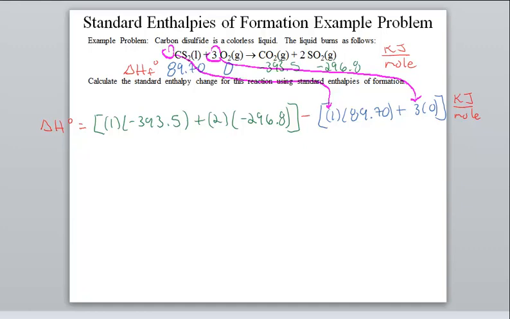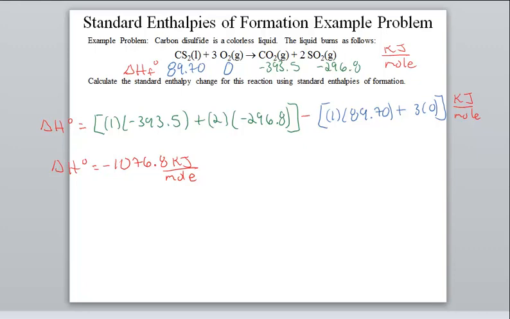Also note, just for your work, since oxygen is at 0, if you didn't want to show that in your equation when you do it on the exam, that's fine. And if you didn't want to show the 1 and just write 89.70, that's fine. We're just being more complete here as you're learning the process. As we do our calculations, the change from the enthalpies of the reactants to the products is a negative 1076.8 kilojoules per mole.